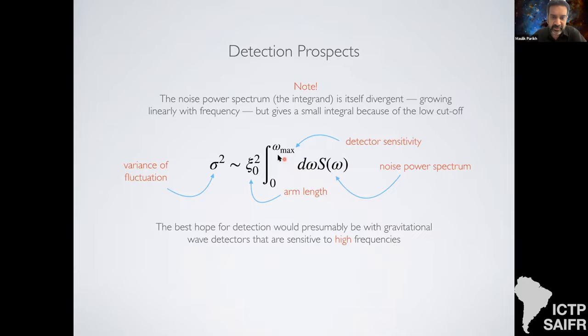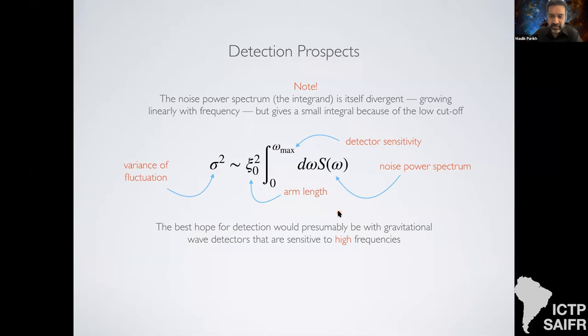So here, for our purposes, the best hope for detection of this kind of fundamental gravitational noise would be some kind of experiment that's sensitive to high frequencies, okay? Because the higher the frequency, the greater this cutoff here, and so the larger the fluctuation. So I'd like to invite or welcome discussion with experimentalists in particular. I don't know very much about this, but if there are any prospects of really looking at high frequency measurements of gravitational waves.